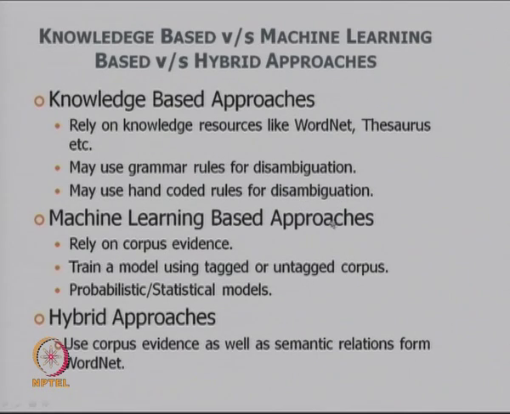In machine learning based approach, one relies on corpus evidence. It is necessary to train a model using tagged or untagged corpus, and probabilistic and statistical models are built from the training corpus. In hybrid approach, one uses corpus evidence as well as semantic relations from the WordNet. So, these 3 are the main approaches to word sense disambiguation.